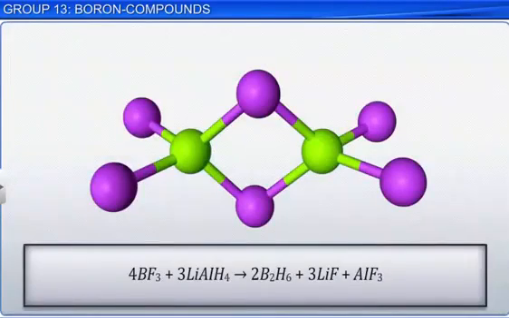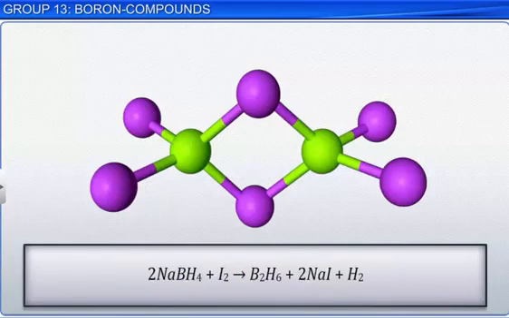There are several ways to prepare diborane. One route involves reacting boron trifluoride with lithium aluminium hydride in presence of diethyl ether, as shown by this chemical equation. In the laboratory, oxidation of sodium borohydride with iodine produces diborane. Sodium iodide and hydrogen gas are the byproducts of this reaction.